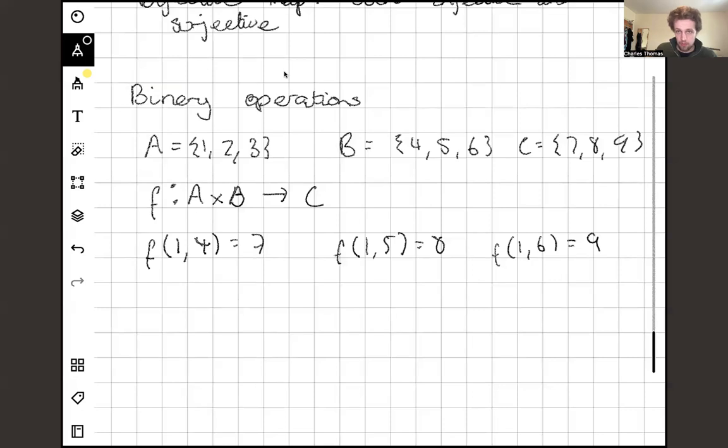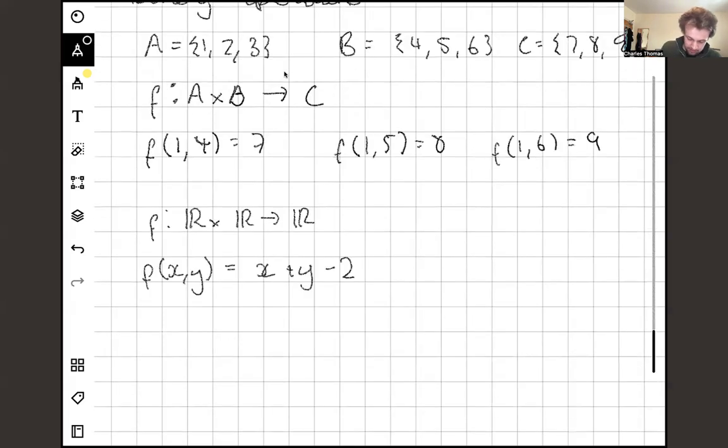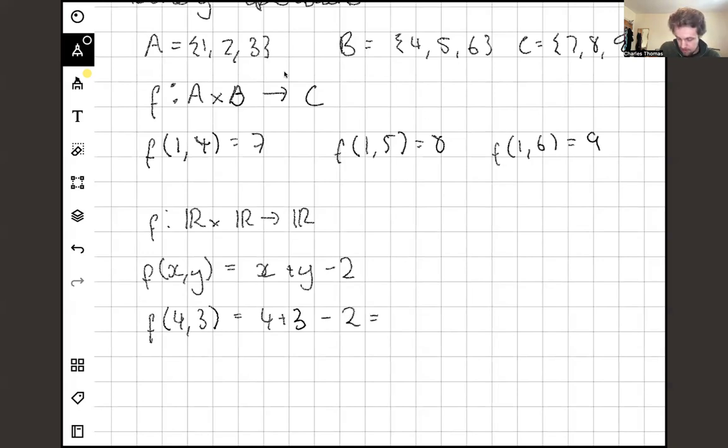And to give maybe another example, I could even have these sets be the same. So I could define a function from 2 real numbers to another real number. So f of x, y is equal to x plus y minus 2. And to see what this is like, we can see an example. I can put in 4, 3, then I'd get 4 plus 3 minus 2, which, if I can do mental maths correctly, is 5.